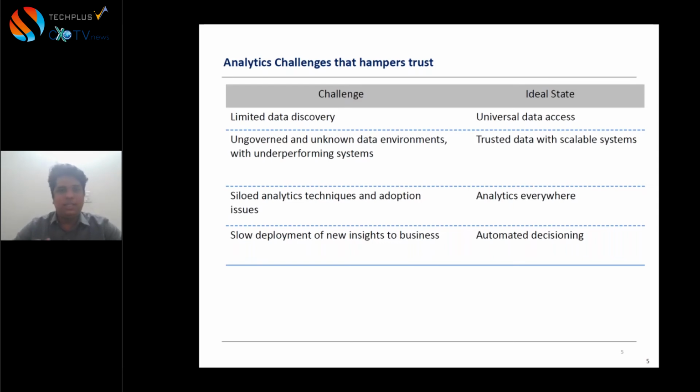So these are the challenges that I have seen in the past that account for 80 to 90% of the mistrust that happens. And of course, the ideal state is that there is universal data access, with the right kind of controls and role accesses in place. Data is trusted across the organization. Analytics is everywhere and doesn't exist with one function or the other function. And then most of the decisioning is integrated with the production systems and the algorithms are running in a live manner.